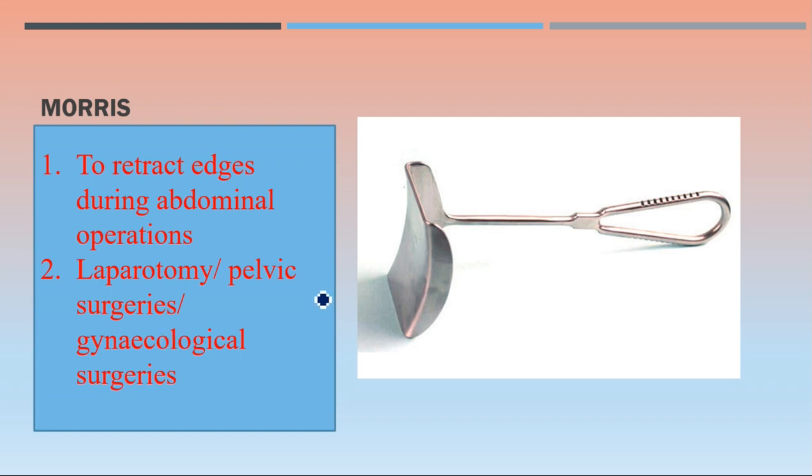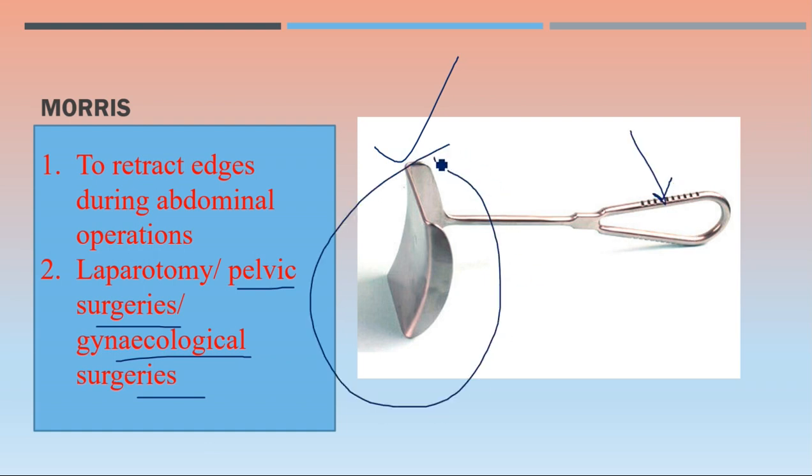Then Morris retractor. To retract edges during abdominal operations, used in laparotomies, pelvic surgeries, gynecological surgeries, this Morris retractor can be used, and it is commonly used to retract the urinary bladder also. Again, to make it light, the fenestration is there. This is a single variant where a one-sided blade is there.